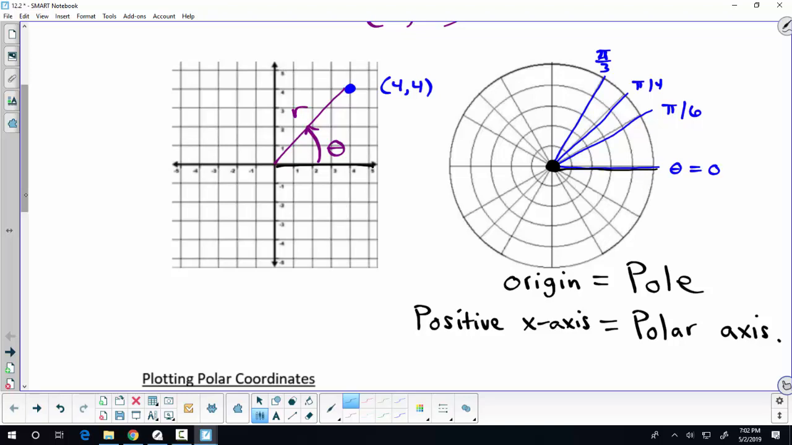So the thing with rectangular coordinates is we had a unique representation for any point. If I said that that's the point (4, 4), you know exactly where it's at. But just because theta repeats every 2 pi, there is not a unique representation for any point in polar. In fact, there are infinitely many representations for polar coordinates. So why is that?